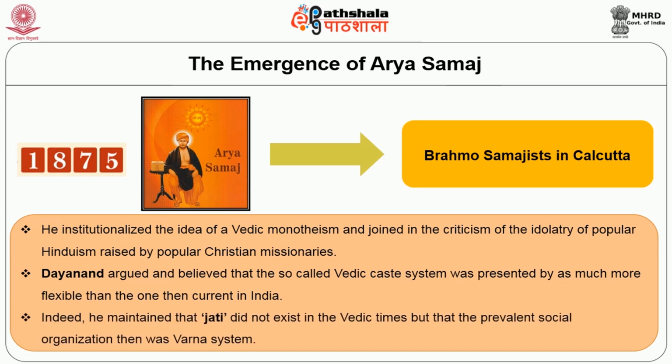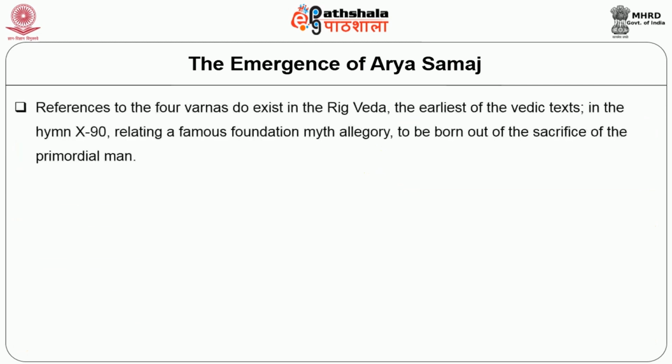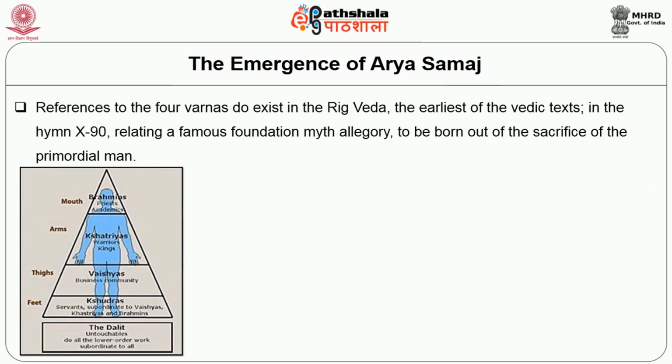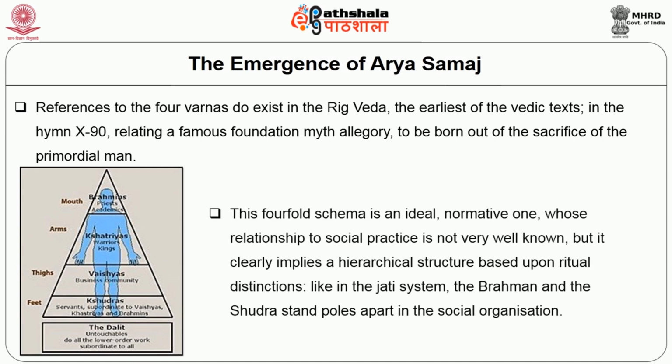Indeed, he maintained that Jati did not exist in the Vedic times, but that the prevalent social organization then was the Varna system. References to the four Varnas do exist in the Rig Veda, the earliest of the Vedic texts, in the hymn X.90 relating to the famous foundation myth of the four Varnas being born out of the sacrifice of the primordial man. This fourfold schema is an ideal normative one whose relationship to social practice is not very well known, but it clearly implies a hierarchical structure based upon ritual distinctions. As in the Jati system, the Brahmin and the Shudra stand poles apart in the social organization.